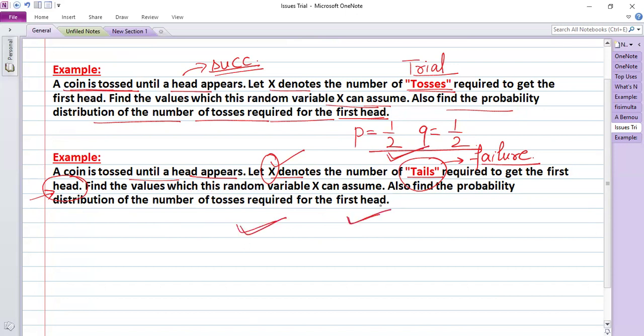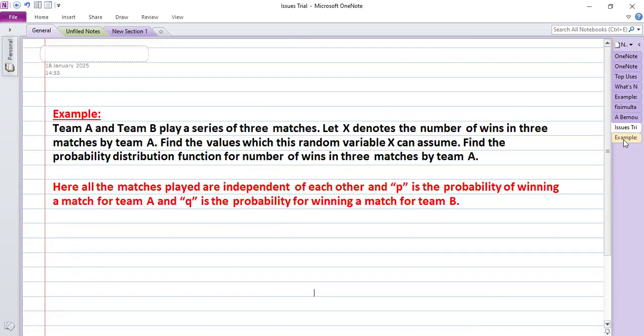So these questions are just homework for you. Do try these, and if possible, comment and share the solutions of these two questions. Then we have one more example, which is here.